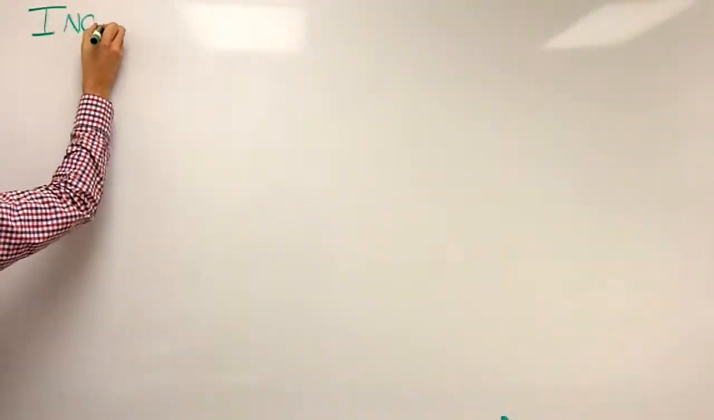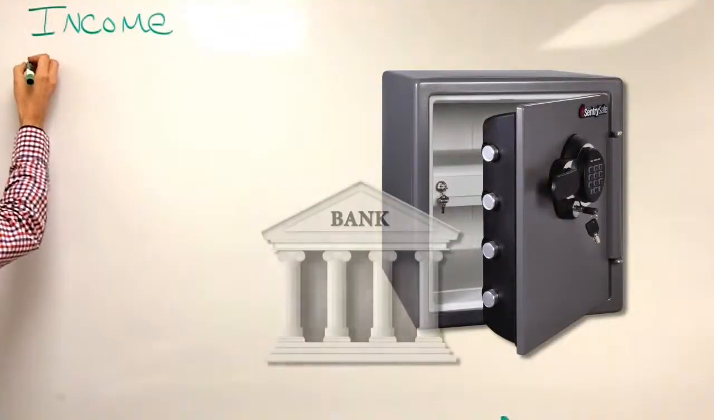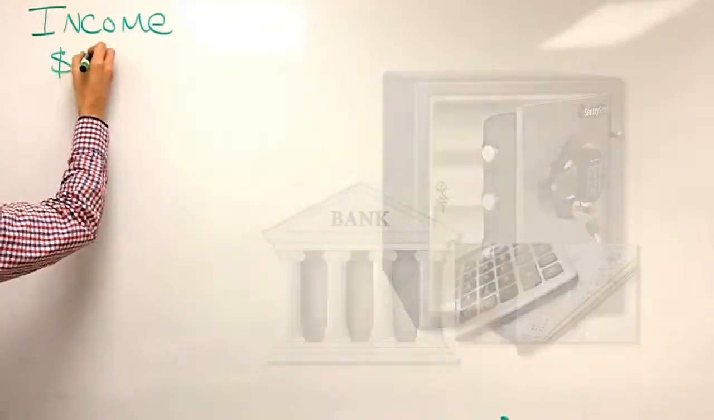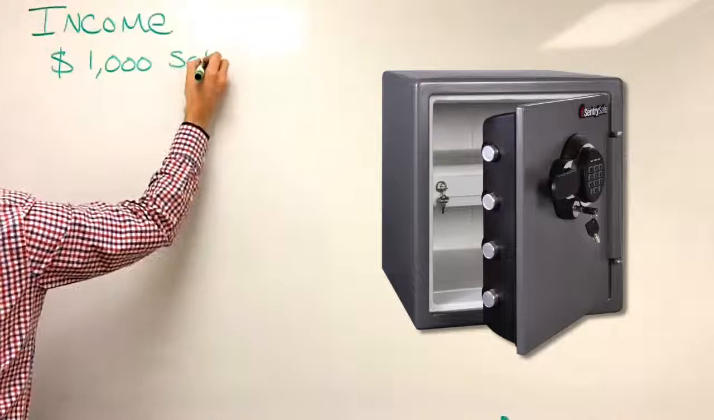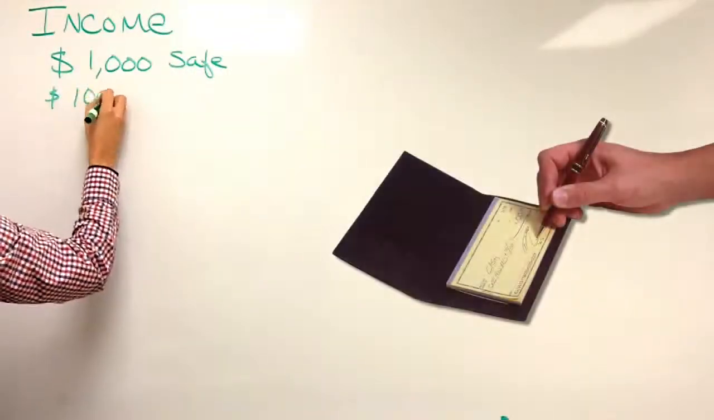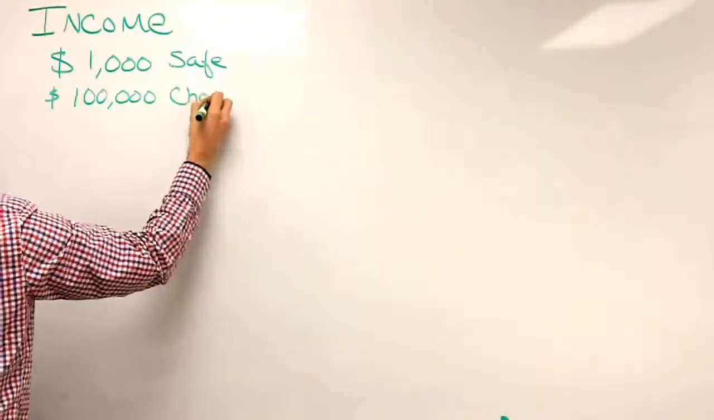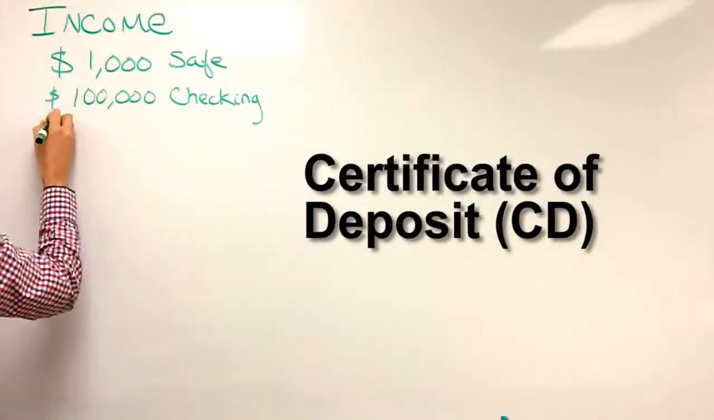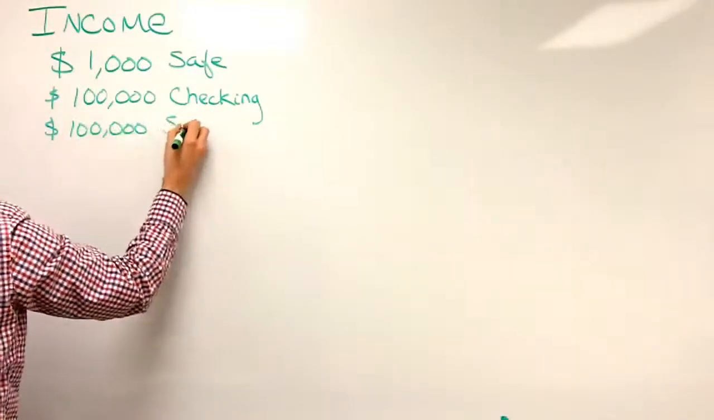Calculate all current balances in the safe, bank accounts, and other cash accounts. For example, the safe has $1,000. The checking and savings accounts both have $100,000, and if you have a CD or maybe other investment accounts, you might have $75,000.